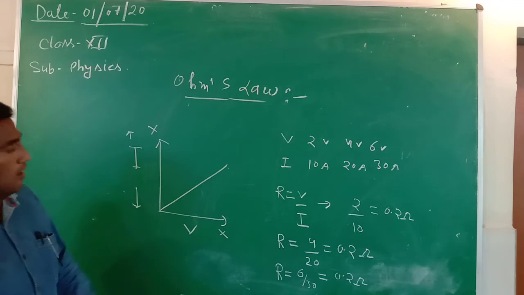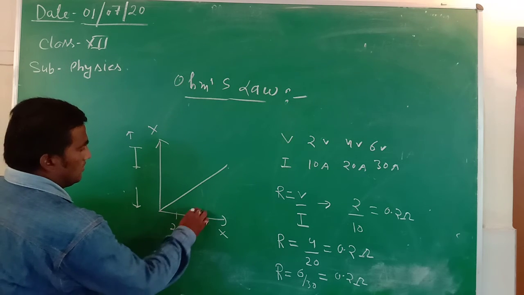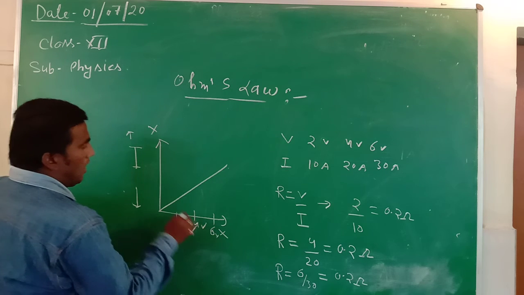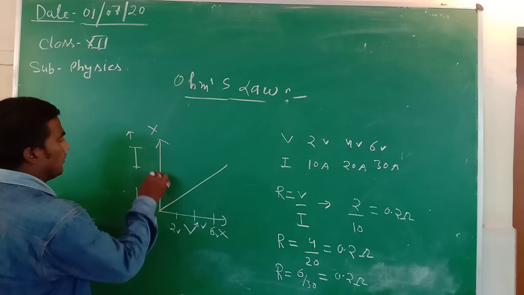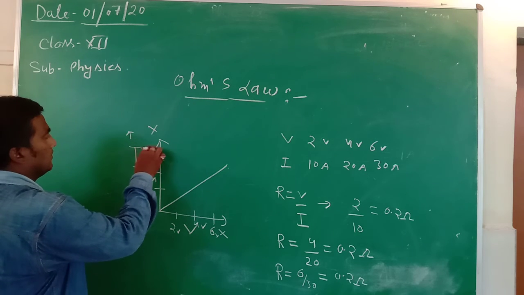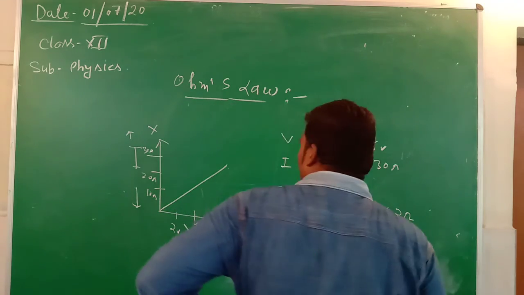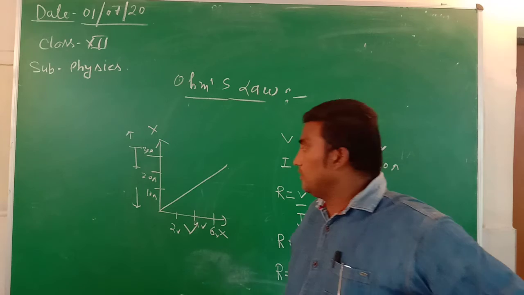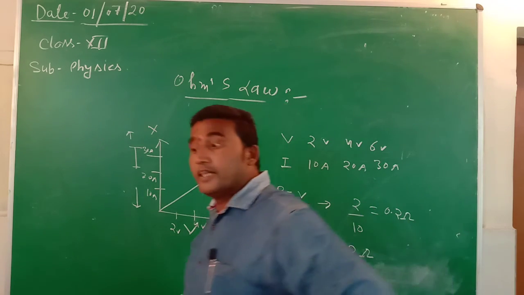We put the value of voltage on the x-axis and the value of current on the y-axis: 10 ampere, 20 ampere and 30 ampere. Now we decide our measurement scale: 2 volt is equal to 10 small divisions on the x-axis, and 10 ampere is also on the y-axis. Then the graph is always represented as an ohmic graph.